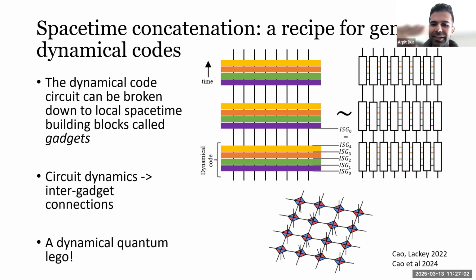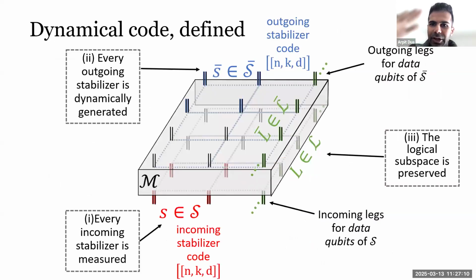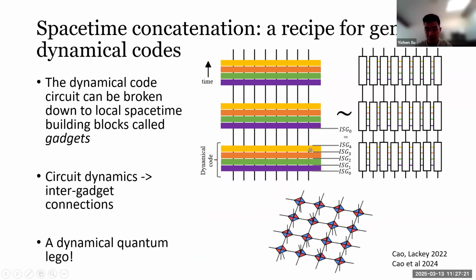No, there are instantaneous states within the gadget, as you can see, and S and S bar are the incoming and the outgoing stabilizer groups. So you have instantaneous stabilizer groups that are different, that are evolving. Going from this picture to this picture, S and S bar will be ISG0 and ISG4. Sorry, what is ISG? Instantaneous stabilizer group, the stabilizer group at this moment.